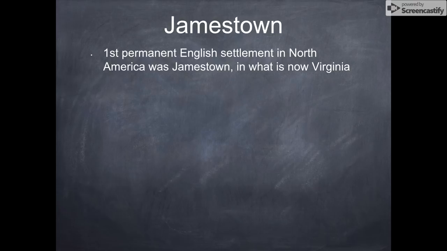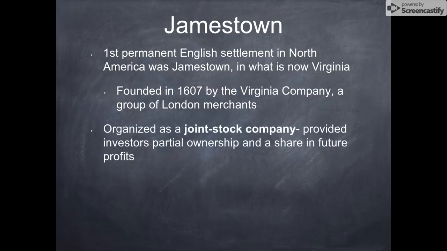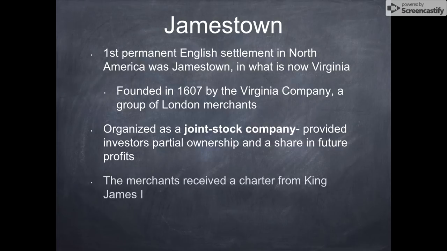Jamestown. All right, so this is the first permanent English settlement in North America. It's located in Virginia. It was founded in 1607 by the Virginia Company, and it was organized as a joint stock company. This provided investors partial ownership and a share in future profits. So as you can see, it was set up as a business essentially.